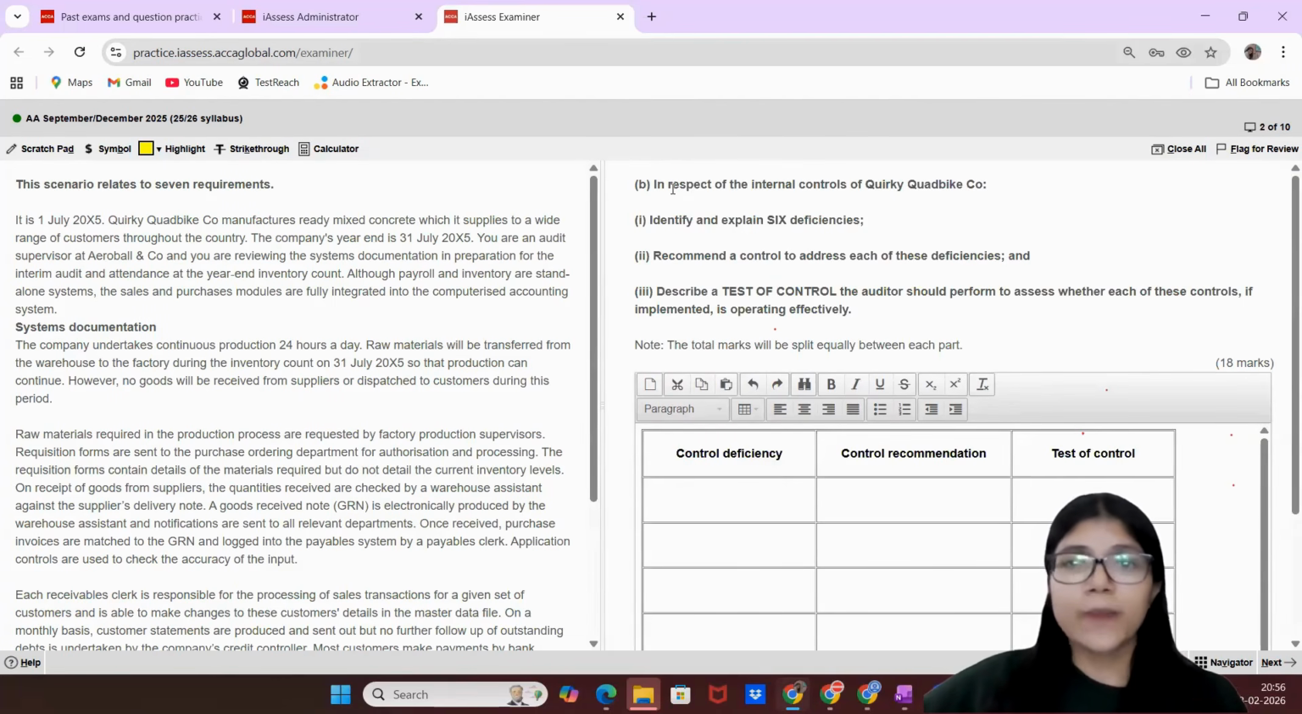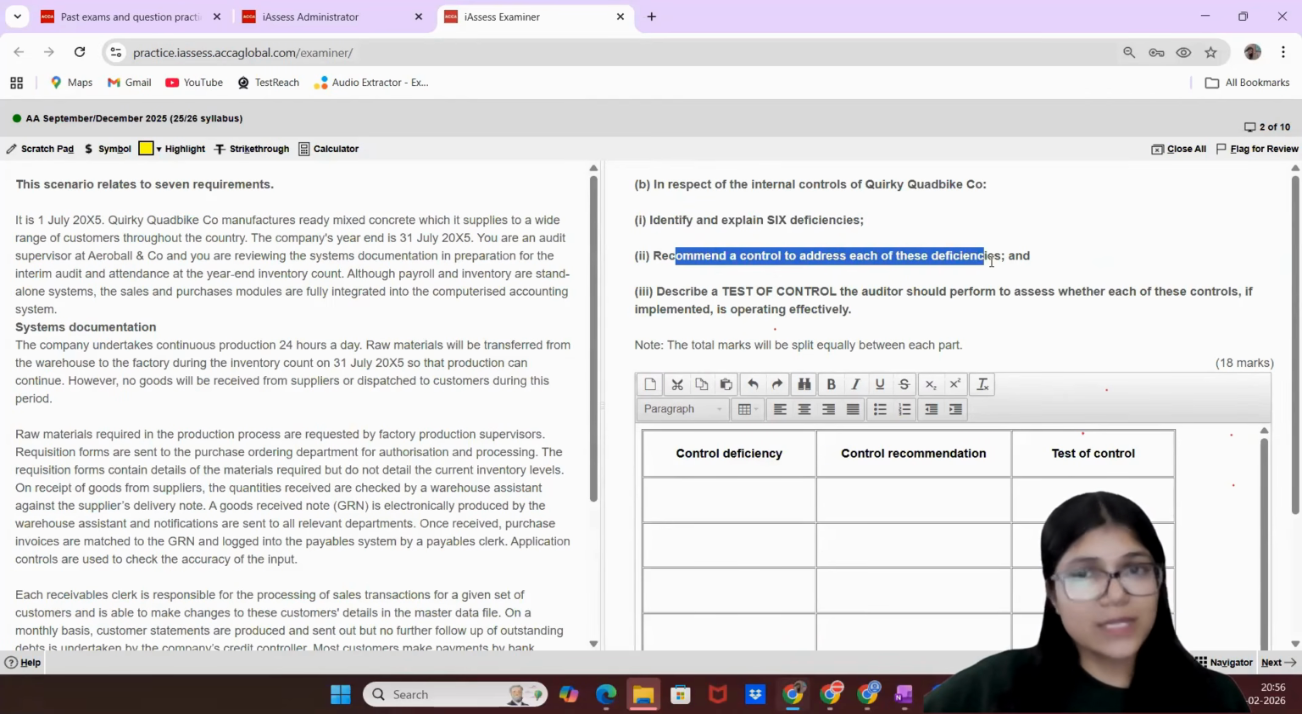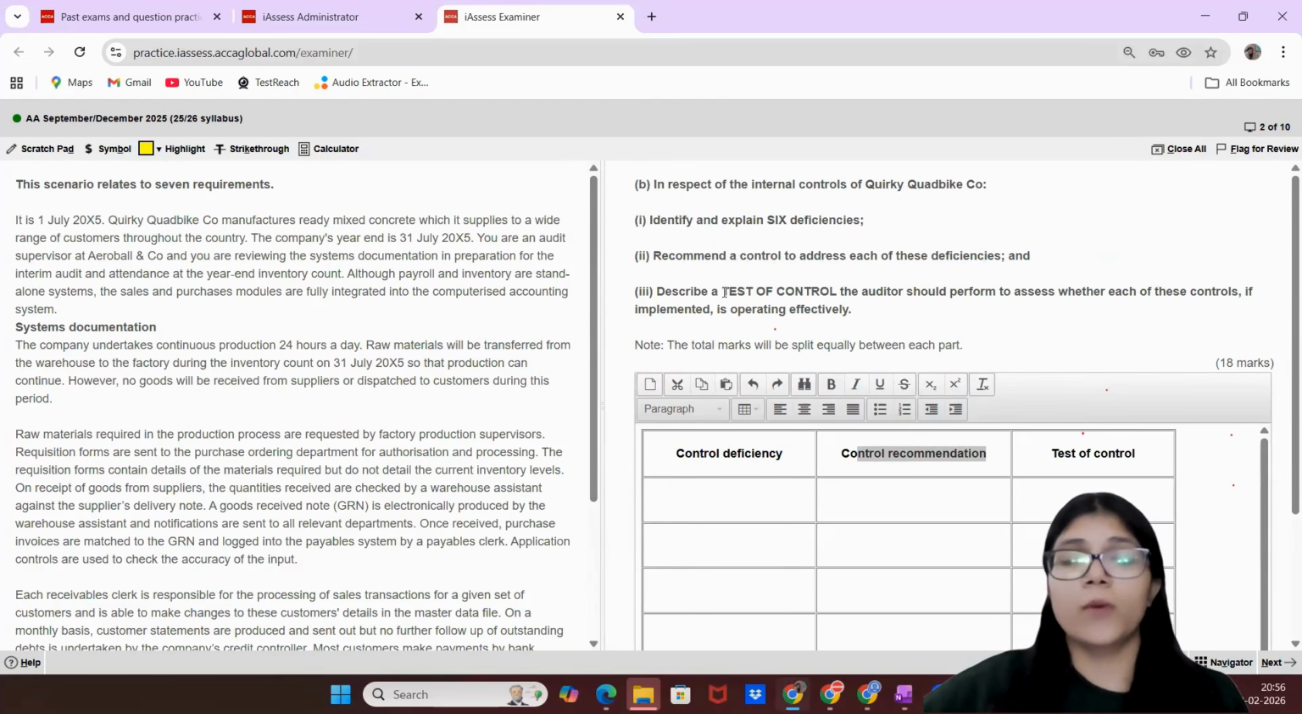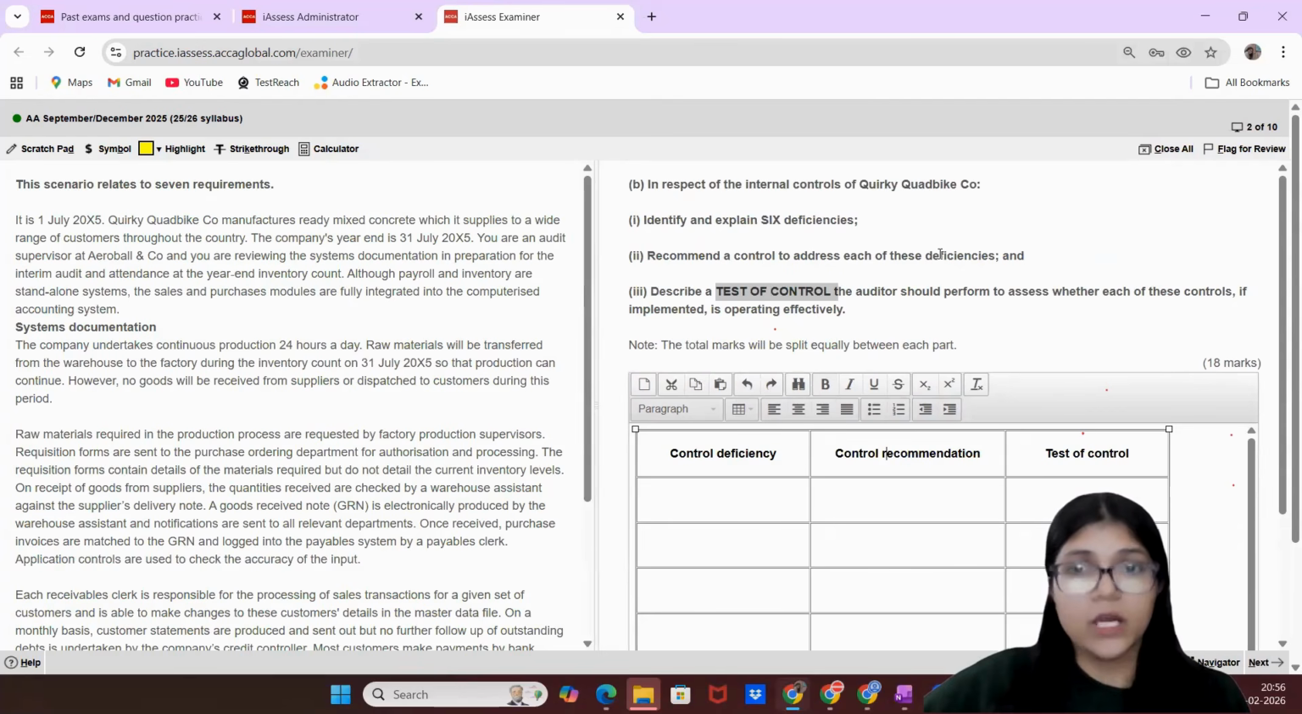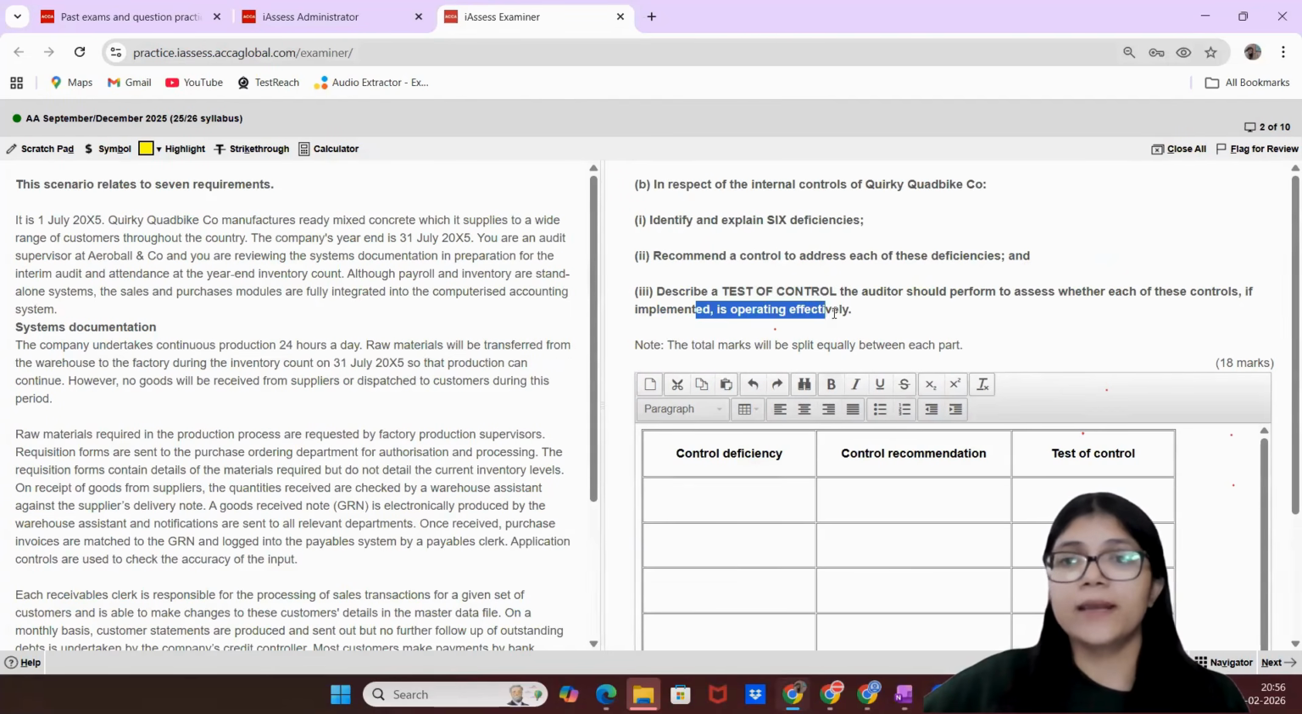Okay. In respect of the internal controls of Quirky Quadbike company, identify and explain 6 deficiencies. So you have to talk about 6 negative points from the company. Recommend a control to address these deficiencies. So you have to talk about the control recommendation, and you also have to talk about the test of controls out of these which you have recommended. The auditor should perform to assess whether each of these controls, if implemented, is operating effectively or not. So it's an 18 marker. That means 6 points you have to write, 3 marks each.